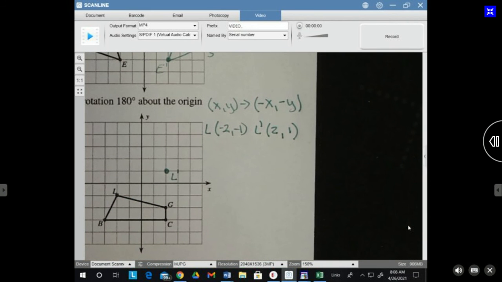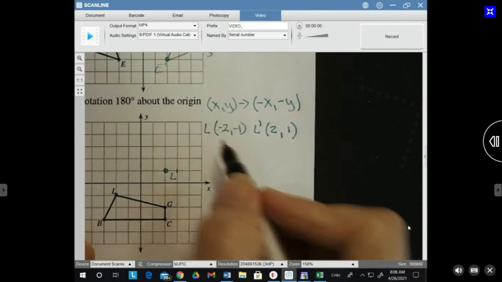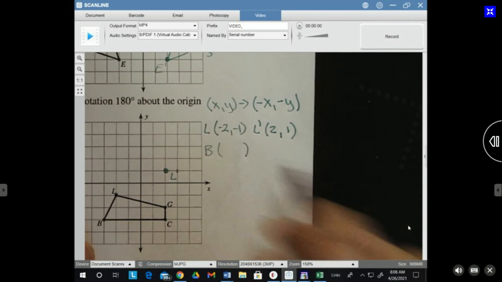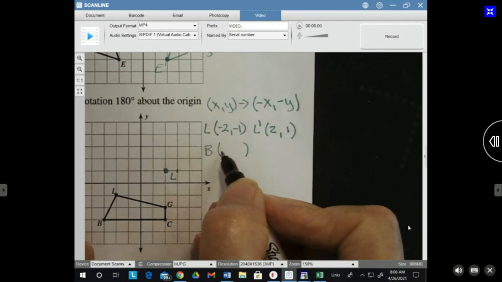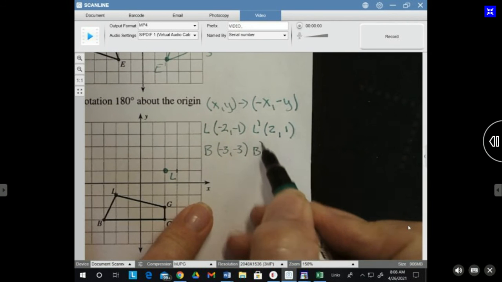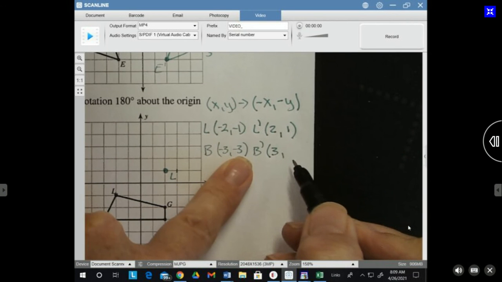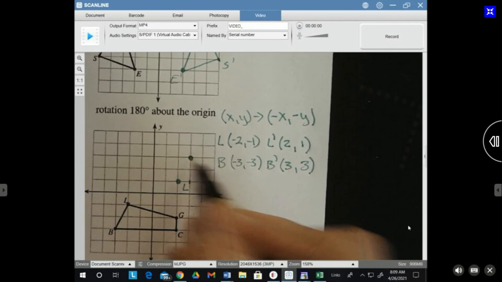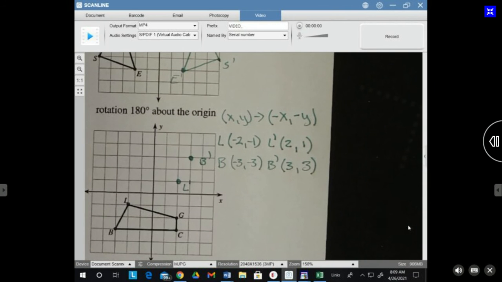Which way should we go? Should we go to G or B? B? All right, so help me out. What are the coordinates for B? Okay, good. We know that it's in quadrant 3, so we know everybody's negative. So B prime, what's the opposite of -3? And again, the opposite of -3 is 3, so I've got to go right 3 and up 3. There's my B prime. Please make sure you are labeling.